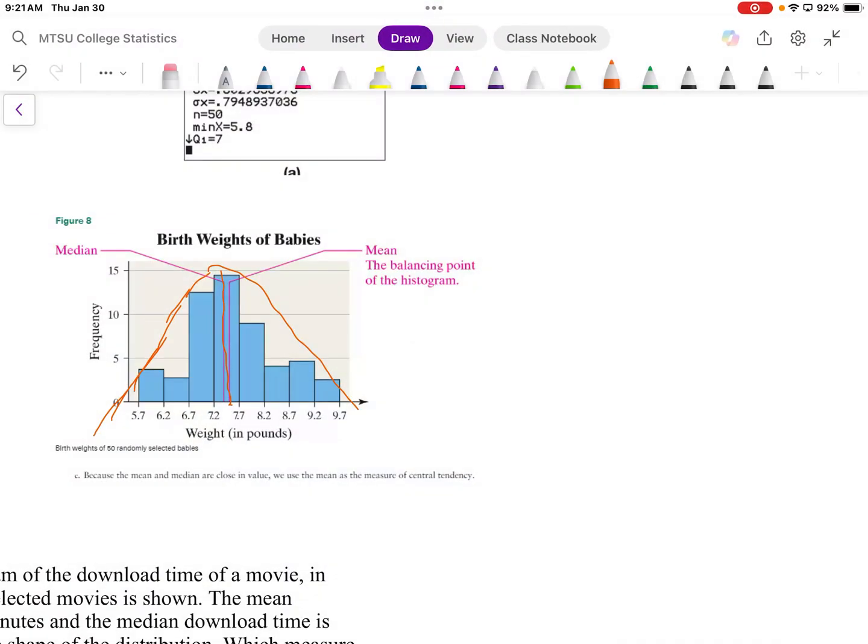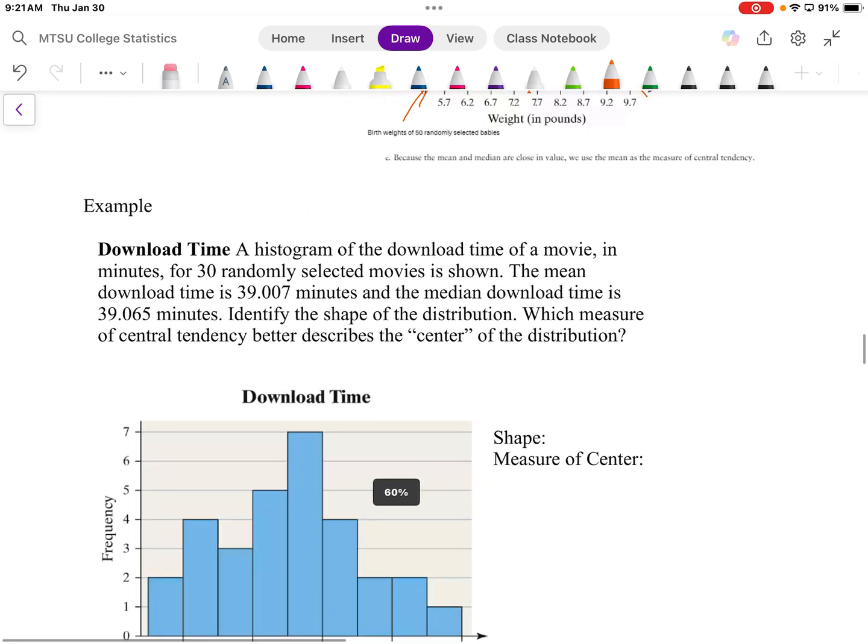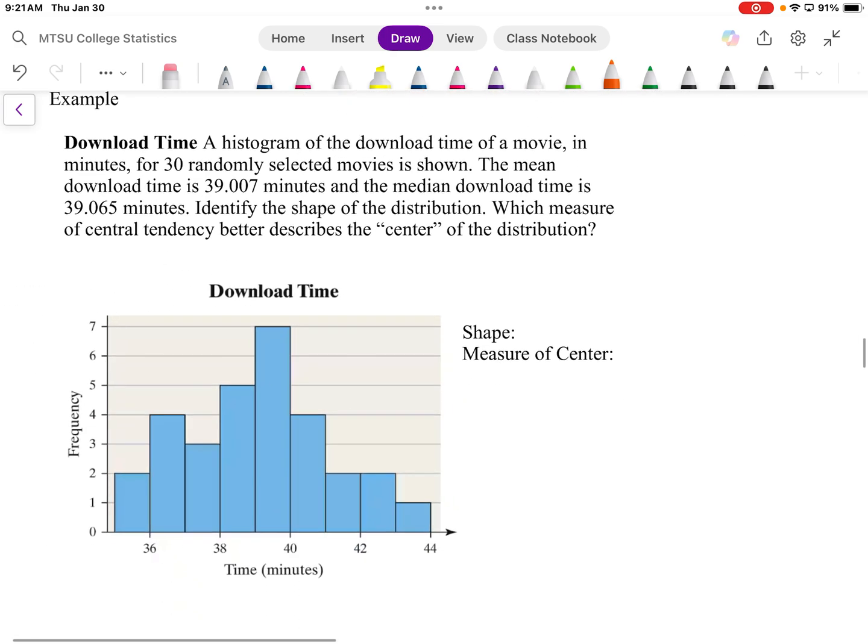All right, scrolling through. How would we describe that? What kind of shape would you say? Is it approximately symmetric? Does it look skewed? If it's skewed, which way is it skewed? I would say it's approximately symmetric. It's not bad.